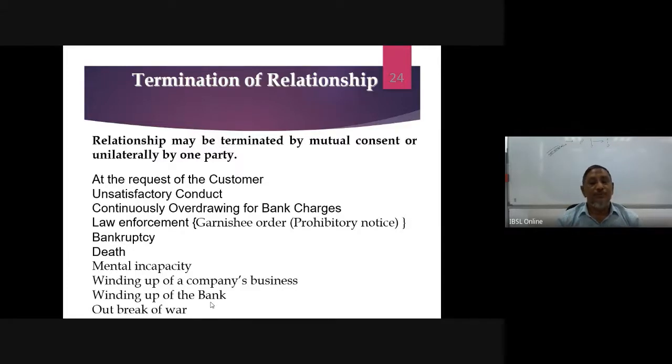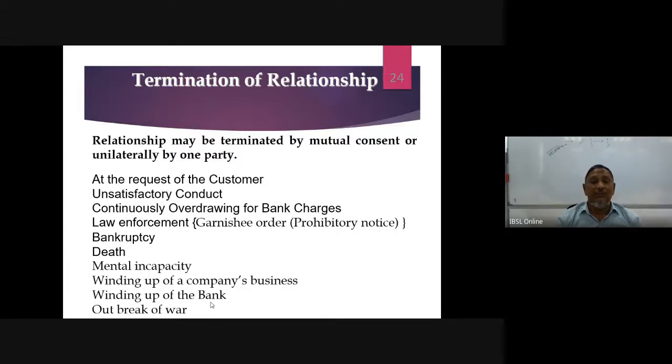Then comes to partnerships. Death of one partner, again the same situation, the contract between the bank and that particular partnership account has ceased. Therefore, existing partners may start another account and transfer the funds to that according to the requirement.